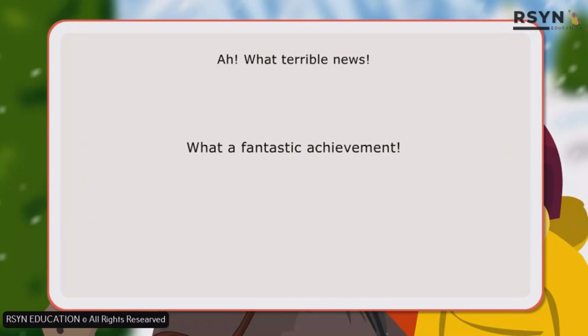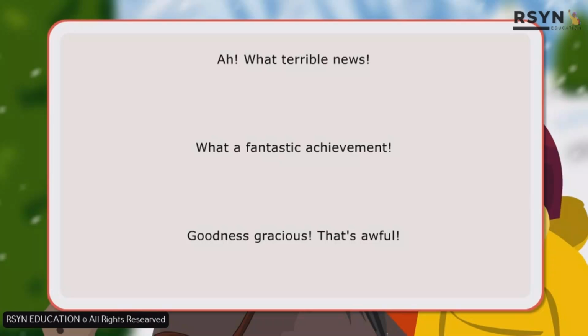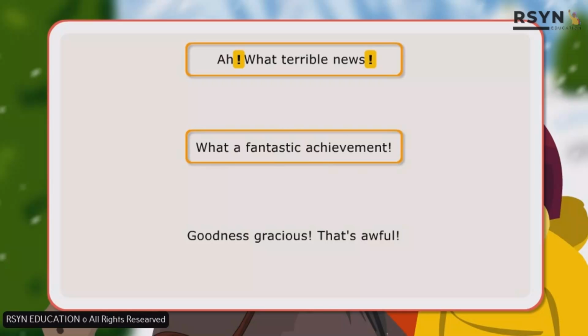Let us look at a few sentences. Ah, what terrible news! What a fantastic achievement! Goodness gracious, that's awful. The first sentence is an exclamation of sadness, and the sentence ends with an exclamation point. The next sentence too is exclamatory, expressing joy, and ends with an exclamation point. The third sentence is a sudden expression of surprise and disgust and ends with an exclamation point.